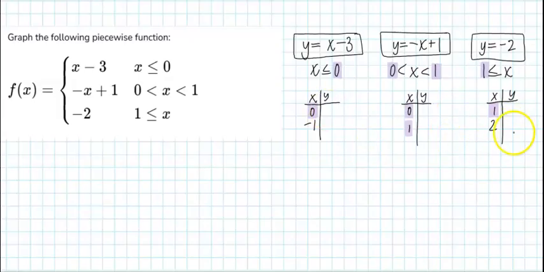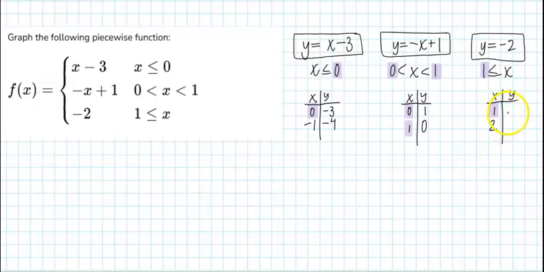Now to fill in all your y's on all the tables, you're going to plug the numbers that you have in for the x's into the equation that's right above it. So for example, if you're trying to plug in 0 to this equation, you're replacing the x with a 0. So it's 0 minus 3, you get y equals negative 3. Now plug in negative 1. So you would have negative 1 minus 3, you get negative 4. Do the same thing for the next table, but now you're plugging it into this equation. So when you plug in 0, it's negative 0 plus 1. So just 0 plus 1 makes 1. Plug in 1. Negative 1 plus 1 makes 0.